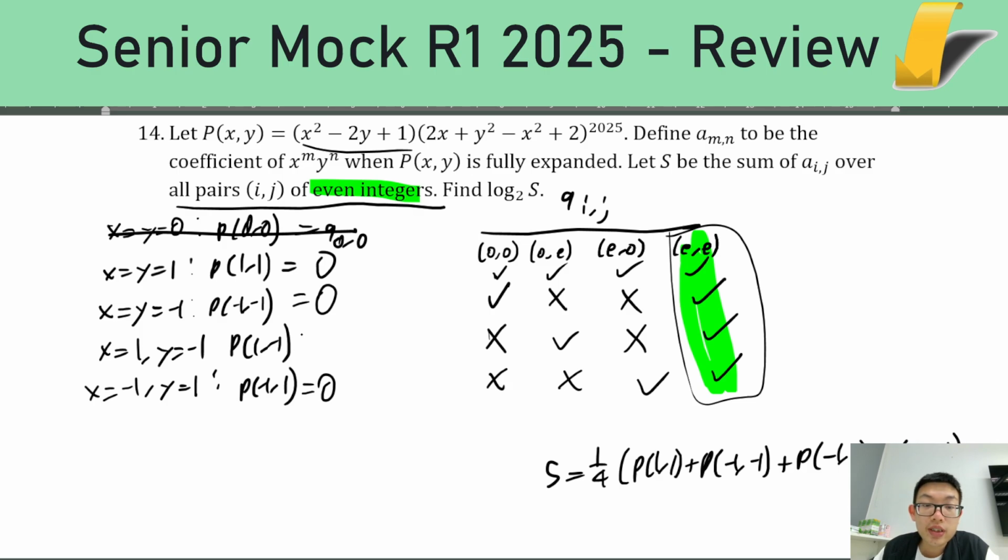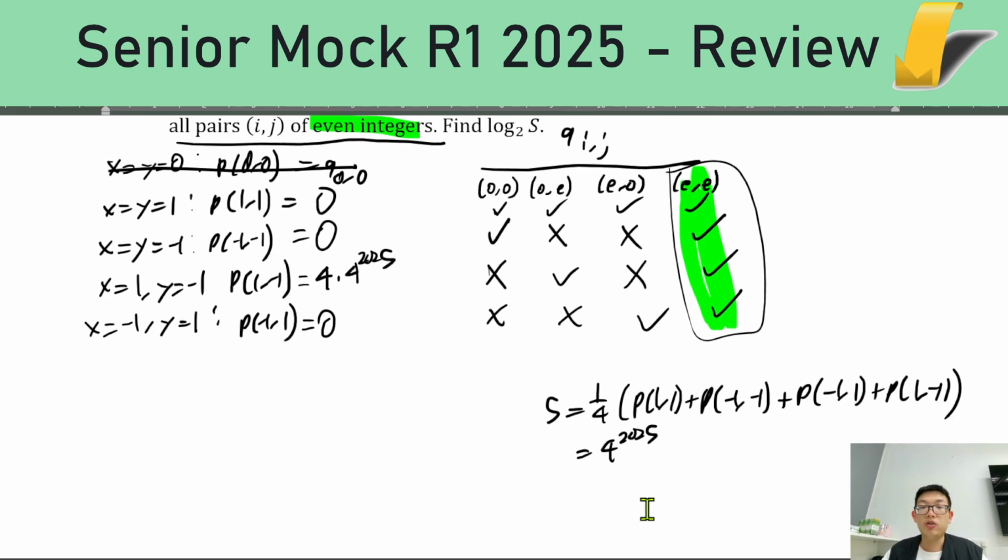And so if you put in (1, -1), the one in front is 4, and the thing behind is also 4. And so therefore this would just be 4 to the 2025. So the extracted answer, log base 2, will be equal to 4050.